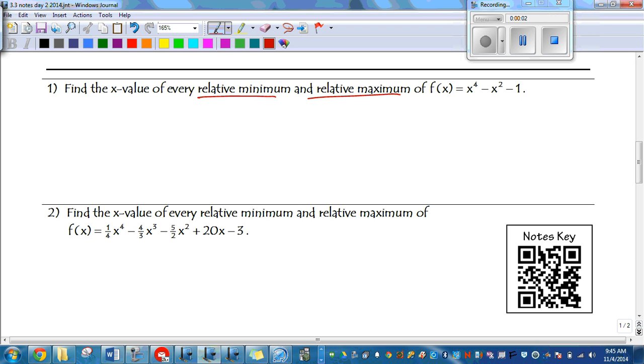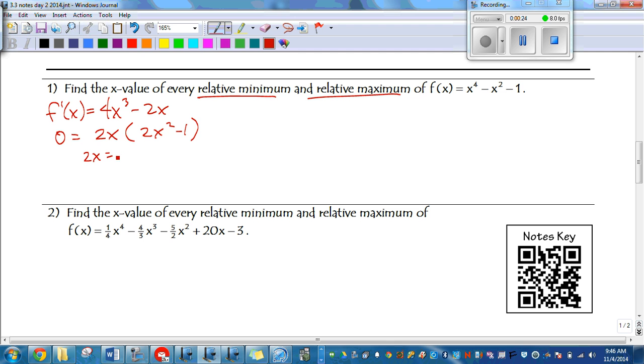All right, so we're trying to find relative minimum and relative maximum. We need to know the derivative in order to find the critical value. So we get 4x cubed minus 2x. And we want to know when that derivative is 0. So we can factor out a 2x from each of those terms, and we're left with 2x squared minus 1.